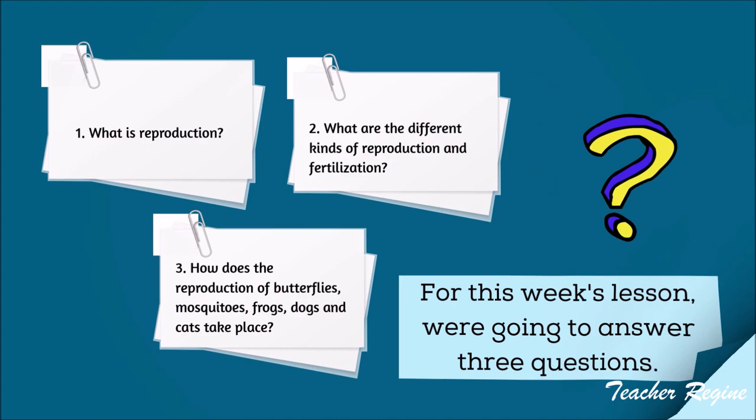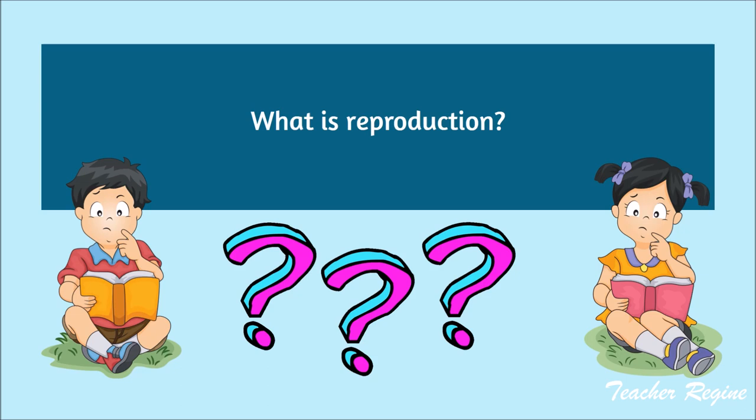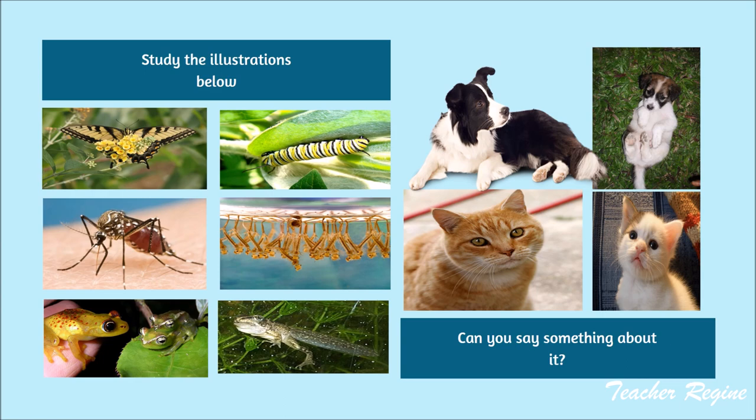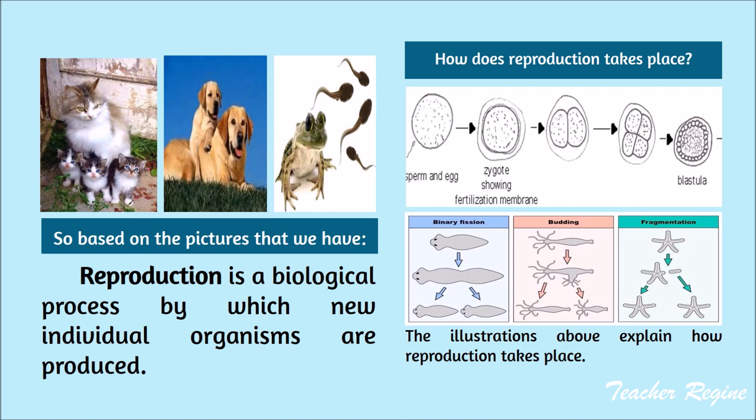What is reproduction? Study the illustrations below. Can you say something about it? So, based on the pictures that we have, reproduction is a biological process by which new individual organisms are produced. How does reproduction take place? The illustrations above explain how reproduction takes place.